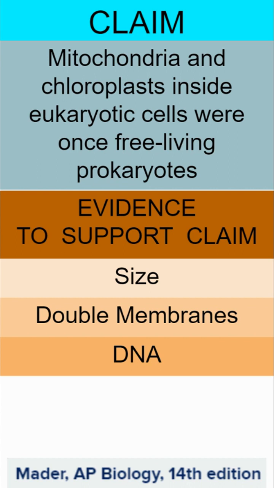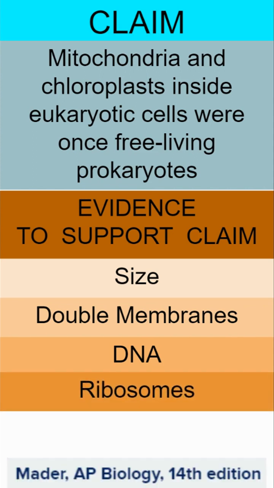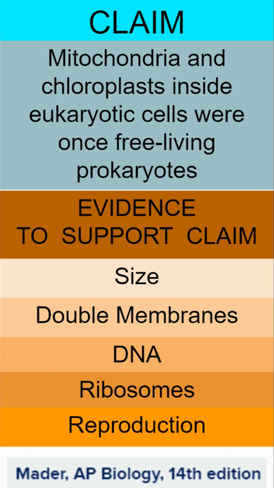In addition, another form of evidence is that mitochondria and chloroplasts contain DNA, and the DNA of mitochondria and chloroplasts is ring in structure and very similar to prokaryote DNA. In addition, mitochondria and chloroplasts also have ribosomes, which are very similar to the ribosomes of prokaryotes. And while a lot of the proteins that exist within mitochondria and chloroplasts come from the host cell, from the actual eukaryote, mitochondria and chloroplasts do make some of their own proteins.